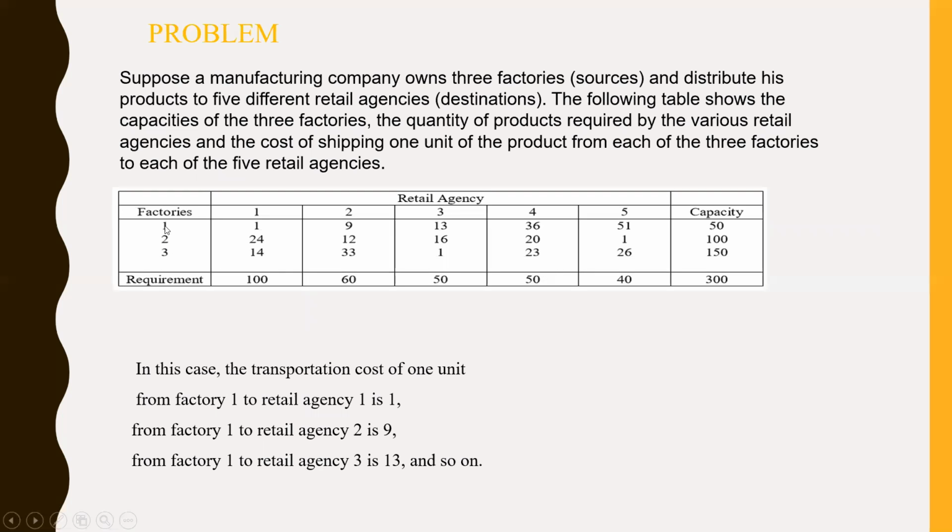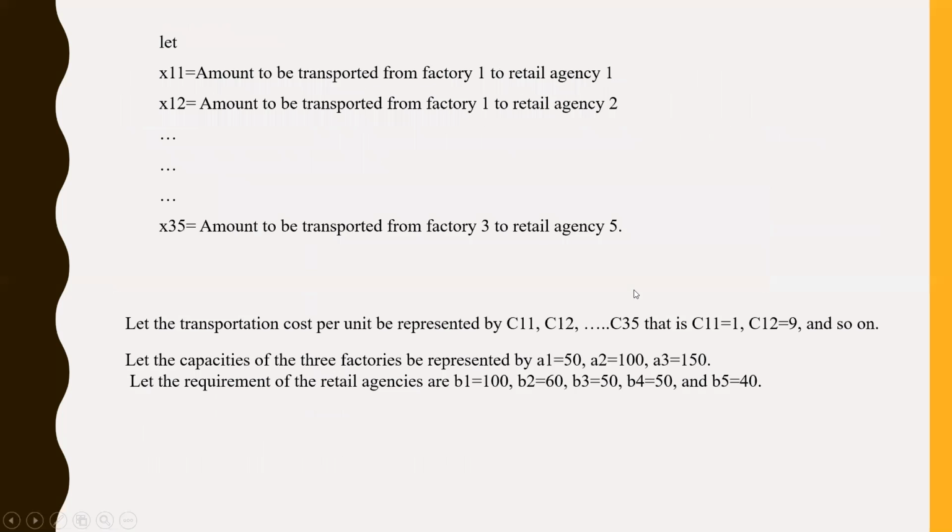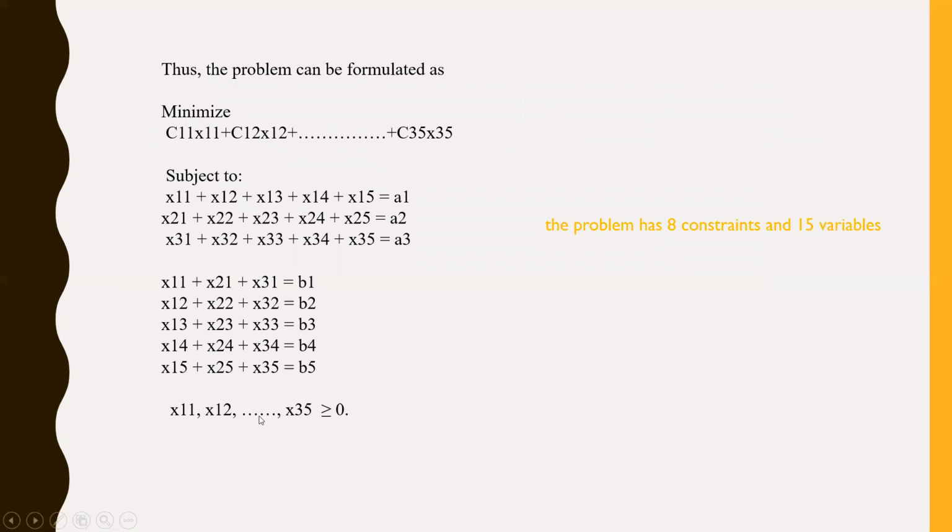Then we have X15 plus X25 plus X35 equals B5, which is 40. Where X11, X12, X13, X14, X15 up to X35 are greater than or equal to 0. Thus, the problem has 8 constraints and 15 variables. So, it is not practical to solve such a problem using the simplex method.